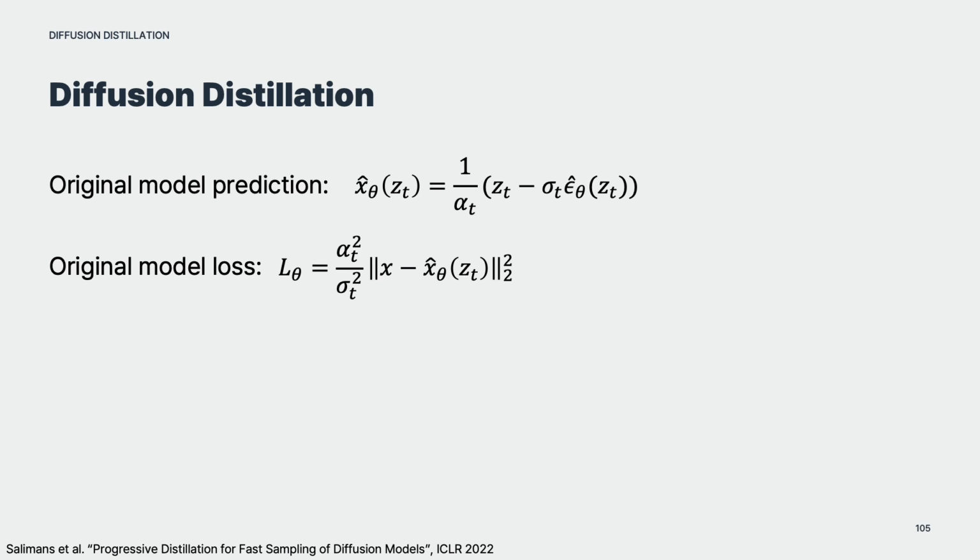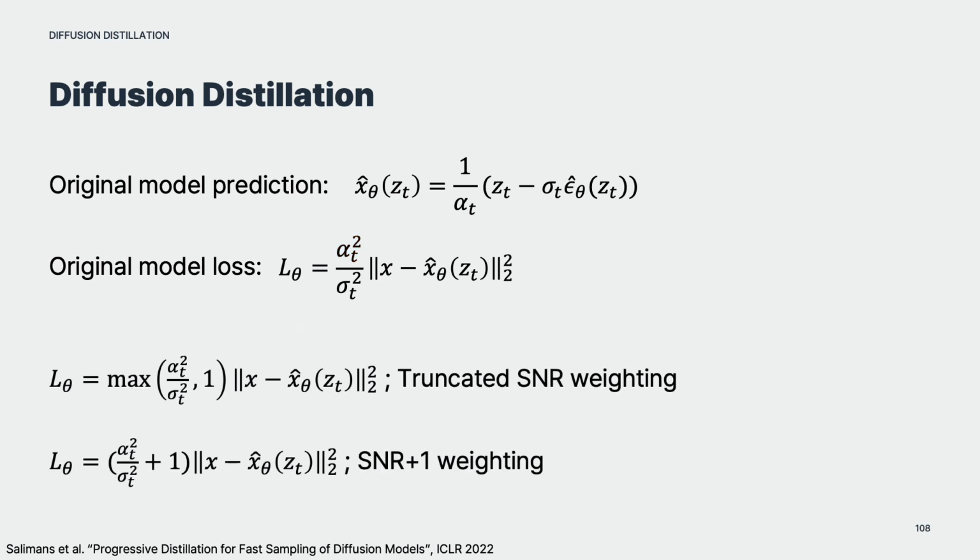The loss weighting also presents an issue, and the original weighting of our model is as follows. Similarly, when alpha is 0 in the single-step case, the loss becomes 0, causing the loss to decrease for small steps and preventing the model from receiving sufficient training signals. To address this issue, this paper proposed two techniques: truncated SNR weighting, which uses the maximum of the SNR term, and SNR plus 1 weighting, which adds 1 to the SNR term.